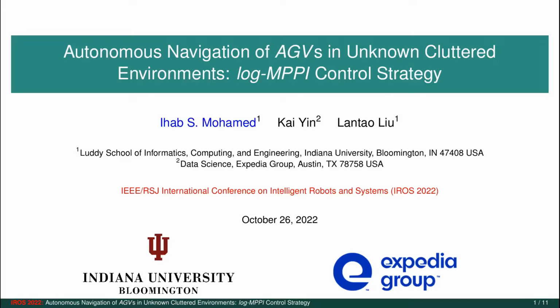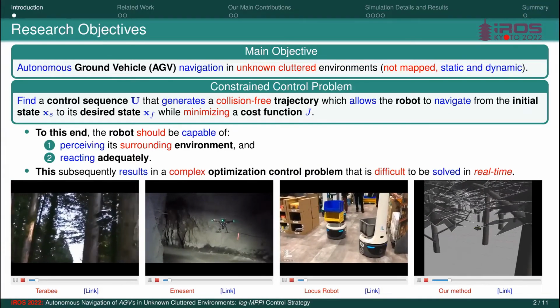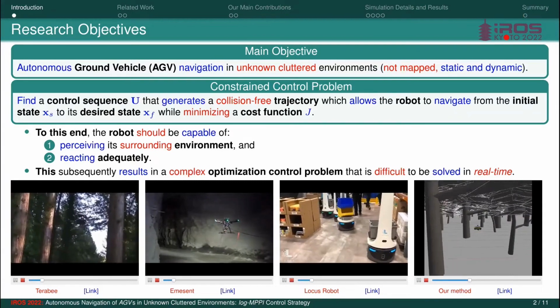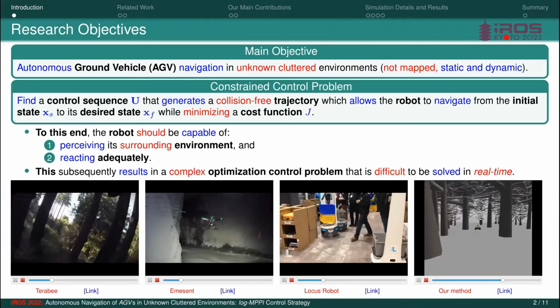Today I will present our proposed log-MPPI controller strategy for autonomous navigation. The main objective of our work is to perform autonomous navigation in unknown cluttered environments such as forests, underground mines, warehouses, as you can see in those videos.